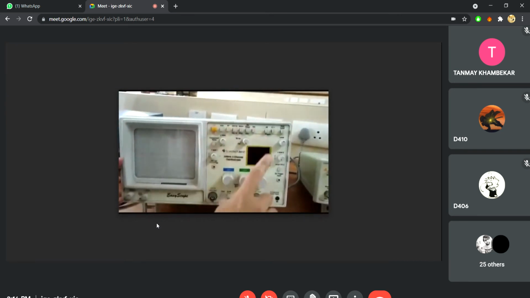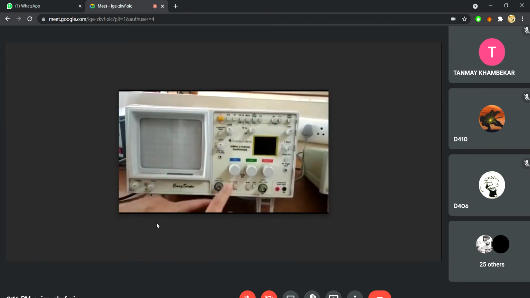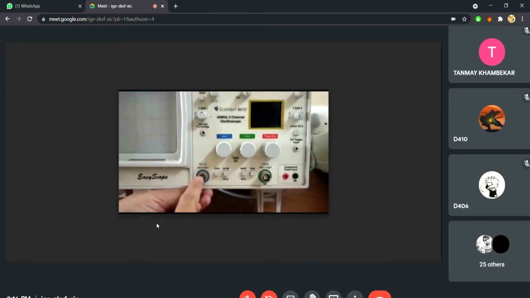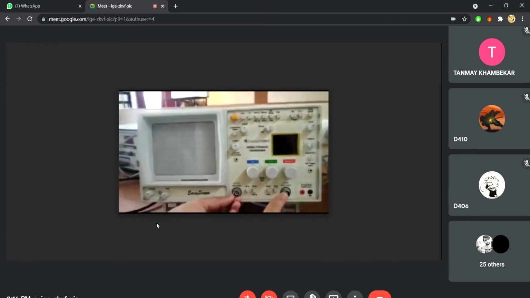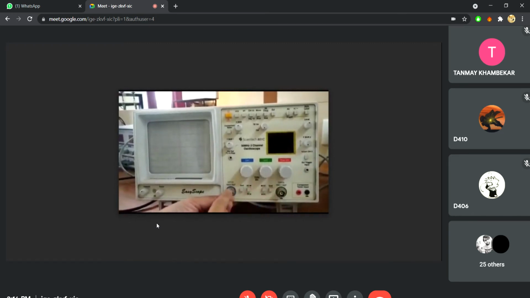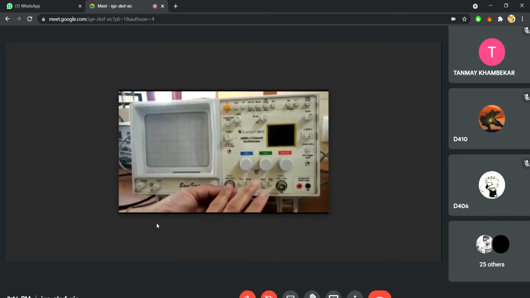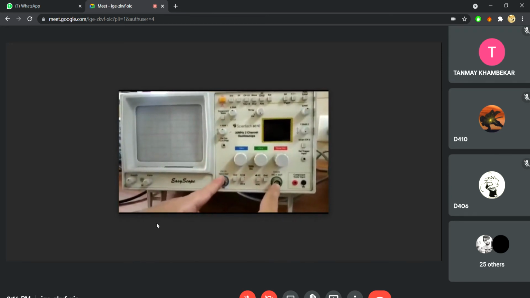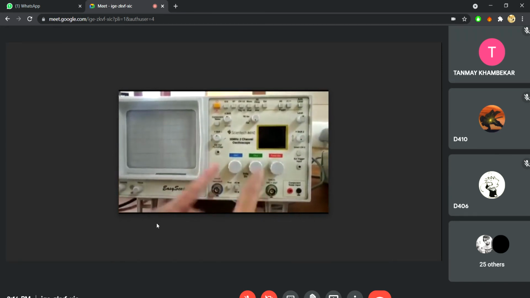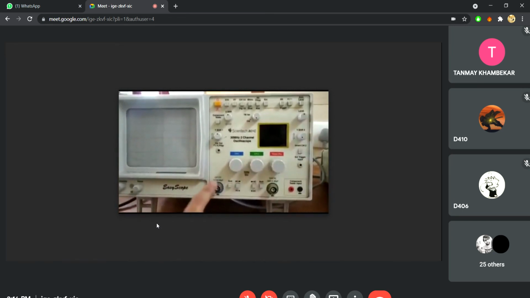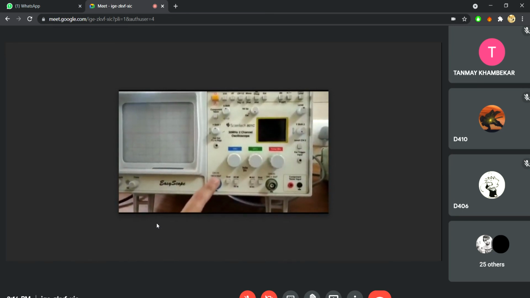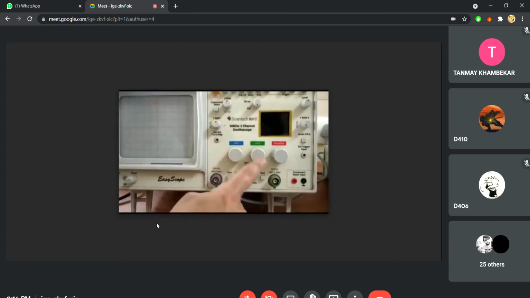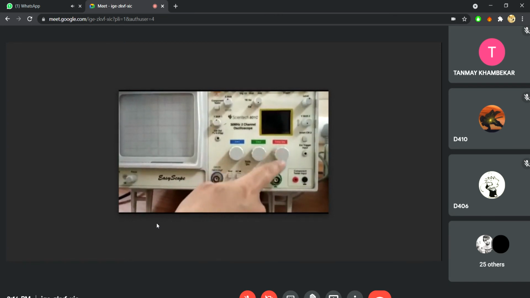Now before that we will just understand CRO. To CRO I can give two signals. So there are two channels. I can give signal to the first channel and signal to the second channel. Or I can give even one signal. It is up to us. If you want to compare two signals, you can give signal to both the channels and compare those two waveforms. Currently we will be giving only one signal, so I will be using only the first channel. This is the control for first channel. This is the control for second channel, and this is for the time.